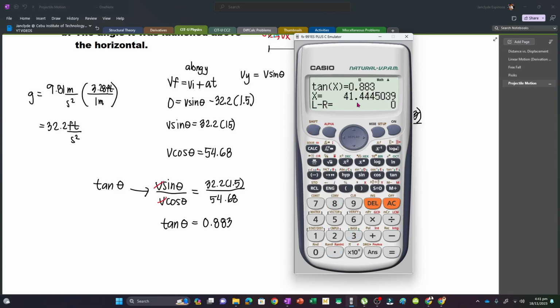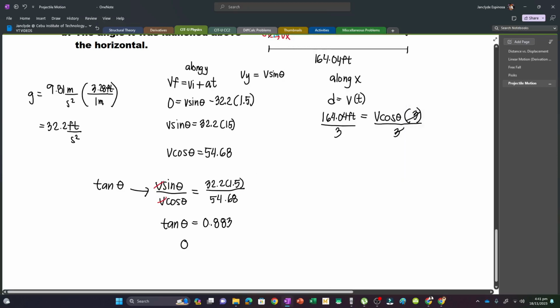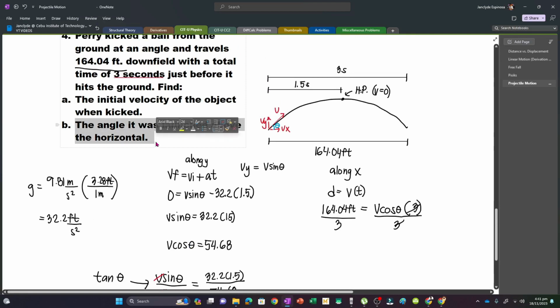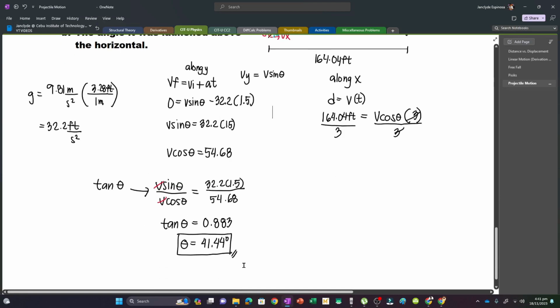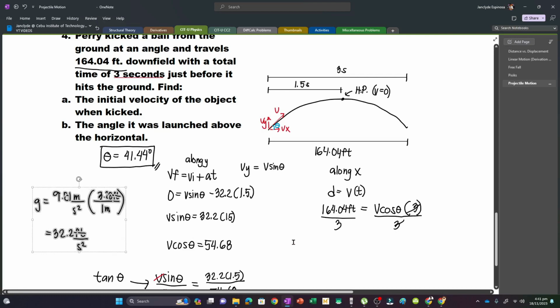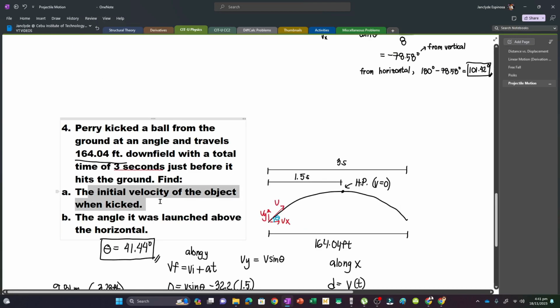That gives us the angle, 41.44. Theta is equal to 41.44 degrees. And so, this will be our answer for letter B, the angle it was launched above the horizontal. And then, for our next question, we have to find the initial velocity of the object when kicked.